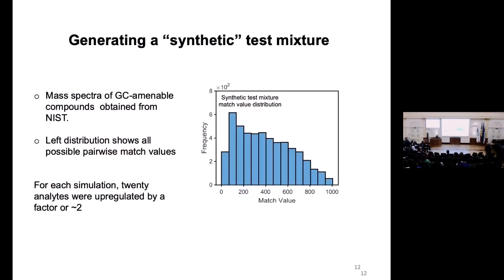And so I made what I'm going to call a synthetic test mixture. It's got a bunch of mass spectra from NIST. This is just showing how different the mass spectra are in this simulation. So some peaks are similar to each other, some are different. And then basically in each simulation, I would take 20 analytes and upregulate them by a factor of 2. The whole point is to see how well we can discover these analytes that are statistically meaningfully changing.